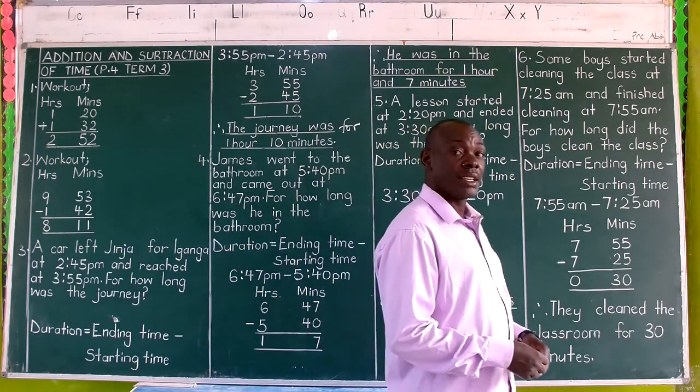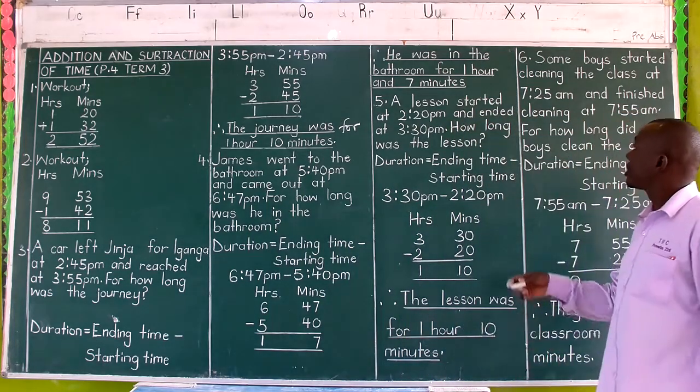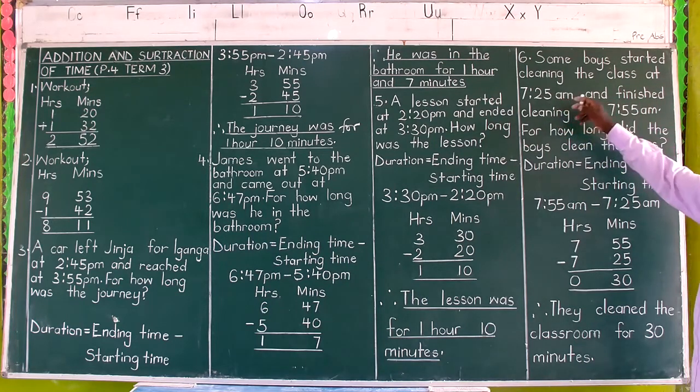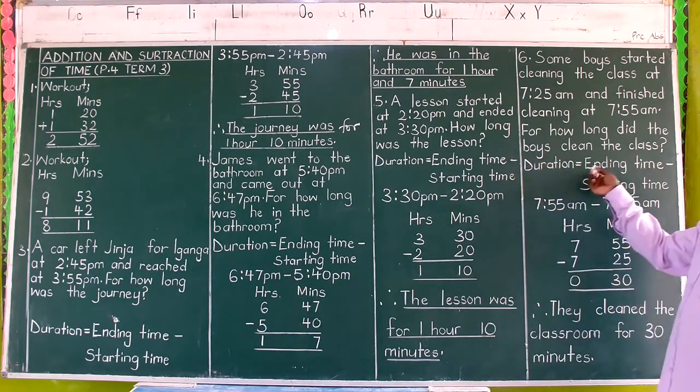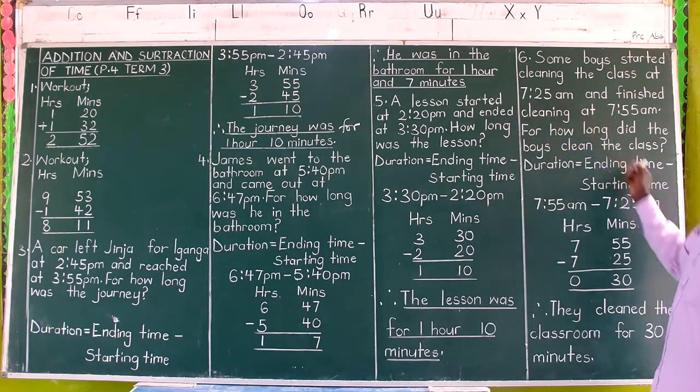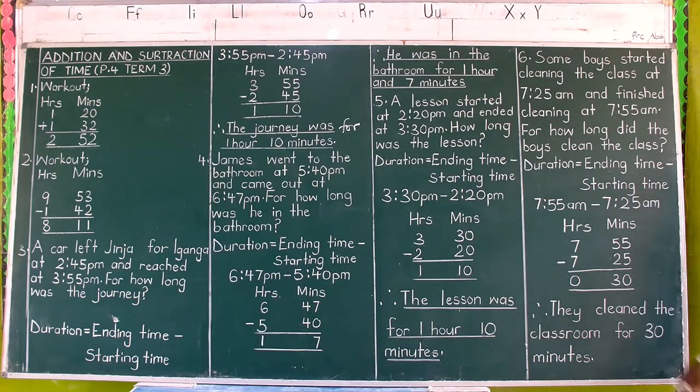Before we look at last example today, that's example number 6. Somebody started cleaning the class at 7:25 a.m. and finished cleaning it at 7:55 a.m. Then for how long did the boys clean the class? You still say duration equals ending time of cleaning minus starting time of cleaning. The ending time was 7:55 a.m. having started cleaning at 7:25 a.m. So write them like that, and write hours and minutes properly. That is 7 hours 55 minutes minus 7 hours 25 minutes.